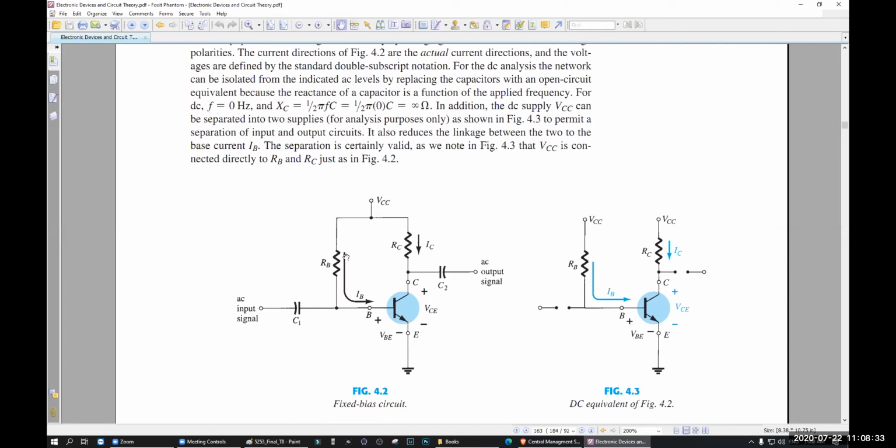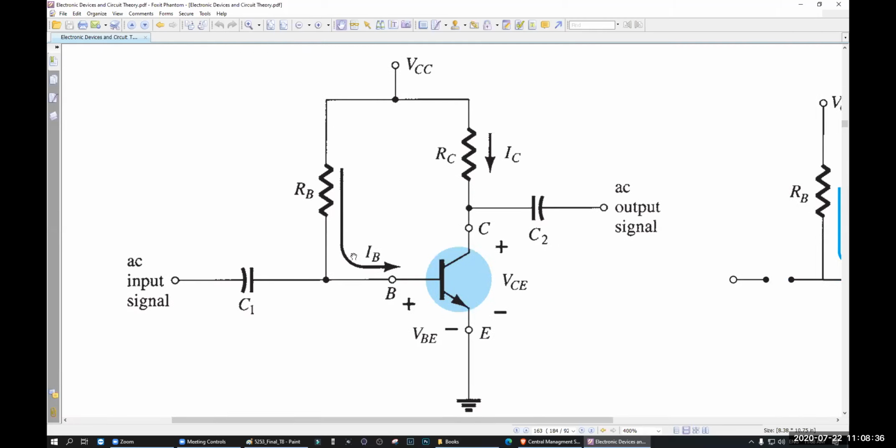Let's see here. This is the fixed bias configuration. Why is it called fixed bias? Because at the bottom of the emitter, there is no resistor. Here you have a resistor called RB, and here a resistor called RC, and you have only one voltage source. Or if you want, you can use two different voltage sources if you wish.